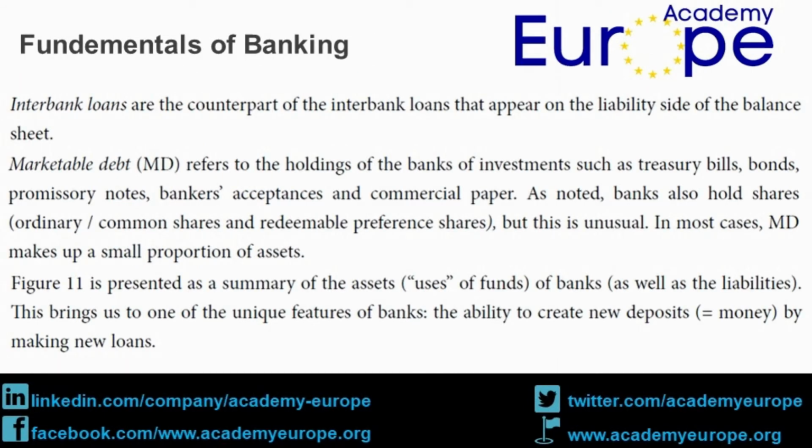Interbank loans are the counterpart of the interbank loans that appear on the liability side of the balance sheet. Marketable debt, MD, refers to the holdings of the banks of investments such as treasury bills, bonds, promissory notes, bankers' acceptances, and commercial paper. As noted, banks also hold shares, ordinary/common shares and redeemable preference shares, but this is unusual. In most cases, MD makes up a small proportion of assets. Figure 11 is presented as a summary of the assets, uses of funds, of banks, as well as the liabilities. This brings us to one of the unique features of banks, the ability to create new deposits, equal money, by making new loans.